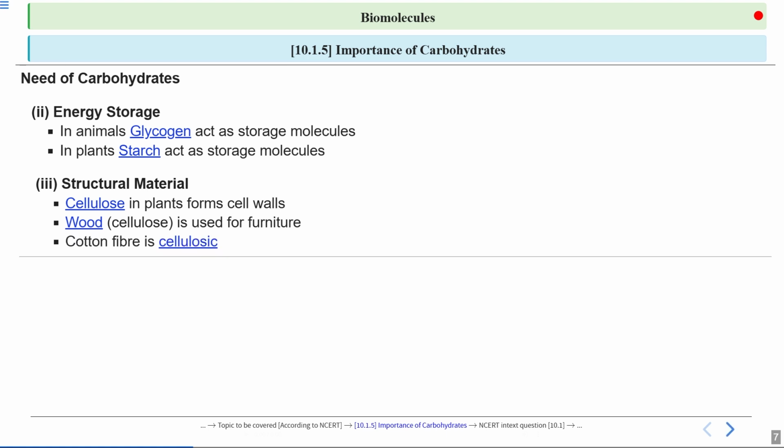If we talk about cotton fibers, they are also made up of cellulose. Okay, so cotton fiber is cellulosic. So this means that many everyday materials like cotton clothes come from plant biomolecules.